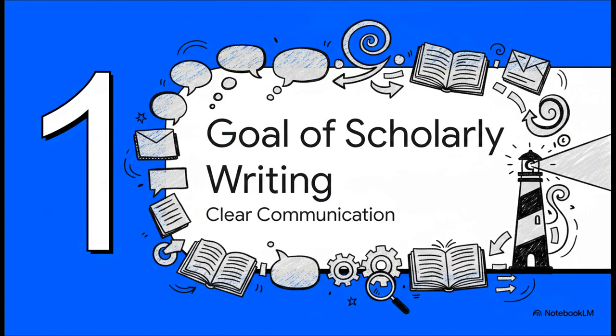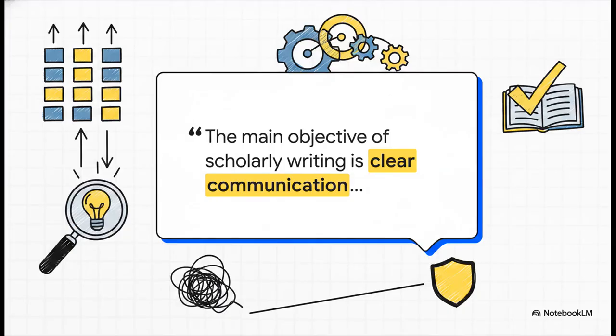Okay, starting with Section 1, the goal of scholarly writing, clear communication. The core philosophy of everything we're going to talk about today is actually pretty straightforward. The main objective of scholarly writing is clear communication. Sounds simple, right? But achieving it requires presenting ideas in an orderly and concise manner. Every single precise word choice, every well-structured sentence contributes to a really impactful piece of work. Because if your writing is messy, your arguments are just naturally going to seem less credible to the reader. It really is that simple.